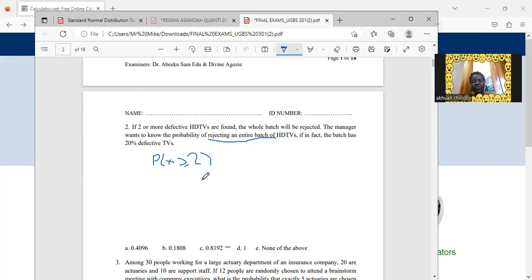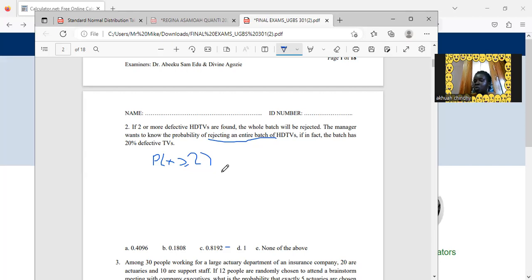This one is in two folds. Since they're saying greater than or equal to 2, it means 2 is part, 3 is part, 4 is also part, because we pick only 4, right? And we know that the sum of probabilities is equal to 1. So if they're asking me to find the probability that X is greater than or equal to 2, then if I know the probability that X is less than 2, I can subtract from 1 and get my answer. True? Okay.